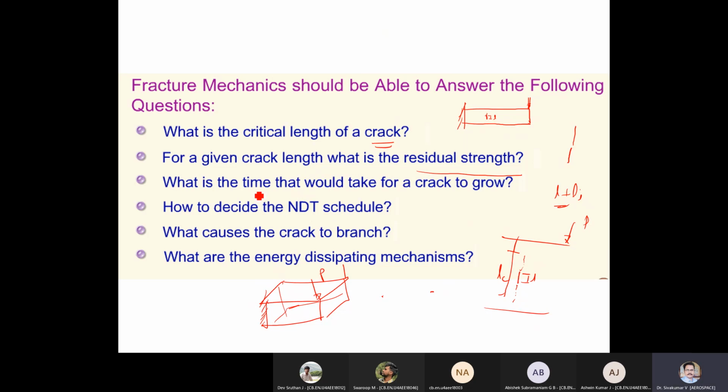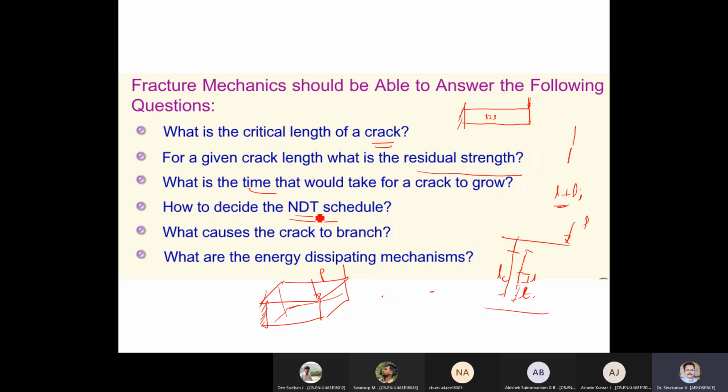And what is the time? I told you a crack is growing from here to here, from here to here. How much time has it taken, or how many cycles has it taken? So that I can operate my aeroplane for that many cycles or that much time. That is the time estimation. How to design an NDT schedule?